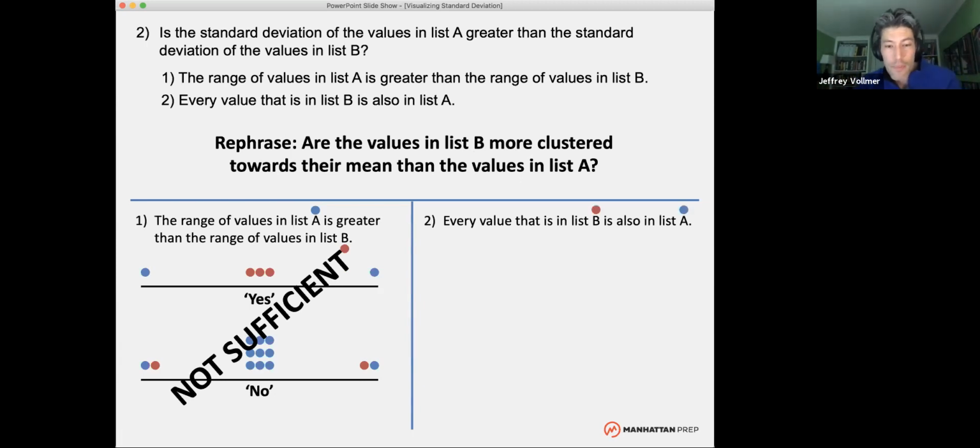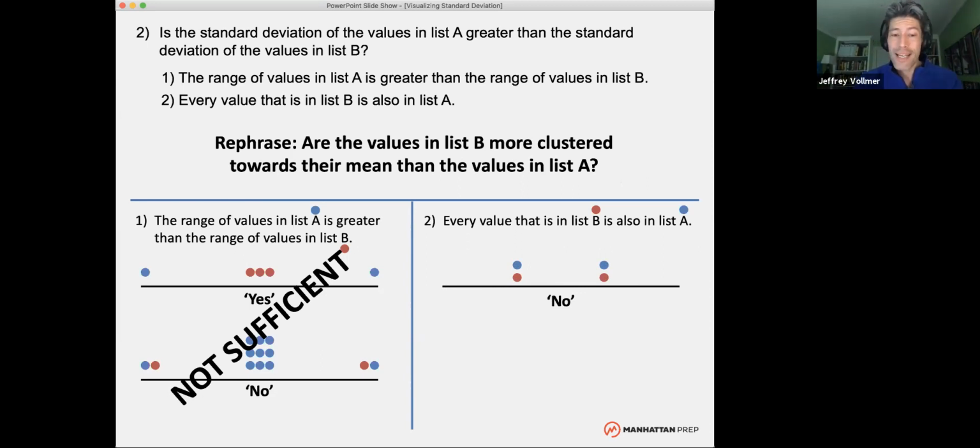Let's go take a look at statement 2. I'm going to do the same thing with my blue and red dots. Every value that's in list B is also in list A. The easiest way to represent that is to have a couple values in B and have the exact same values in A. Are the values in B more clustered than A? No, they're the exact same. So these should have the same standard deviation. So the answer to this question in this case would be no.